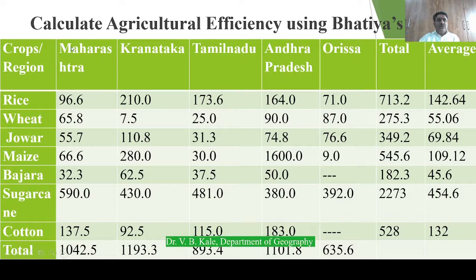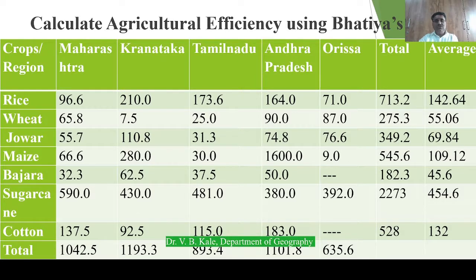Again, whatever the production of rice in the various states, that is shown, and the total of the same is summed up over here, and the average of the same is calculated. Whenever we are doing the average, we just divide by the 5 states. 713.2 divided by 5, the calculation is 142.64. In the same way, the averages of all the crops are calculated, and using these figures, as well as these figures, the agricultural efficiency has been calculated.